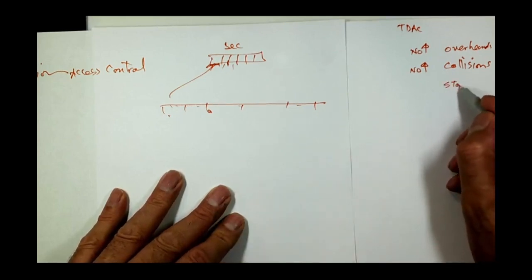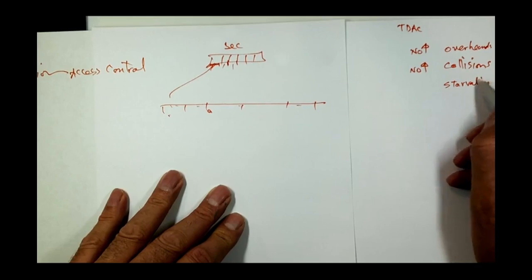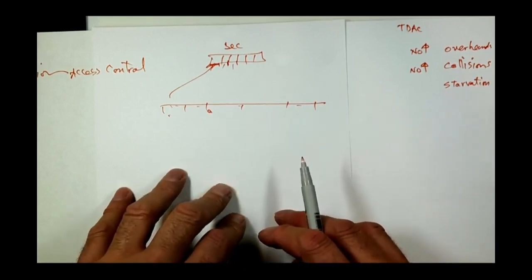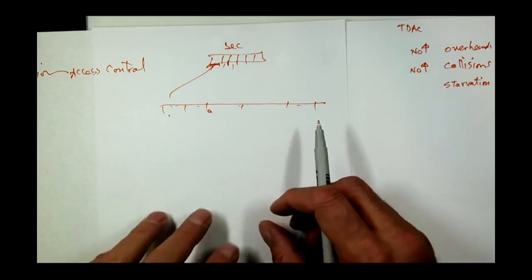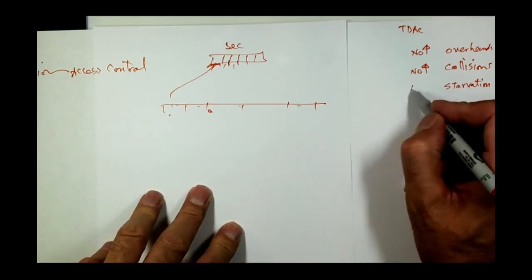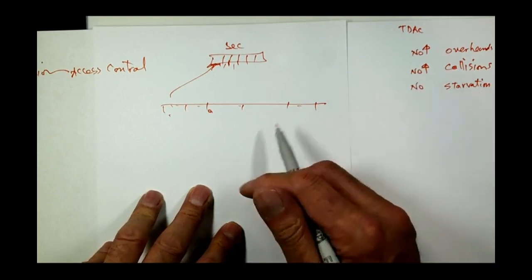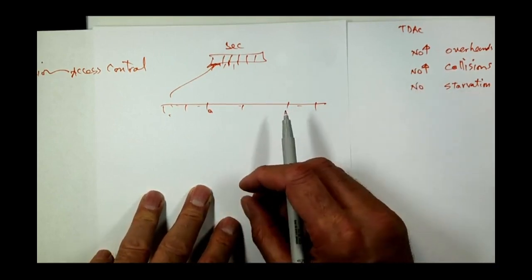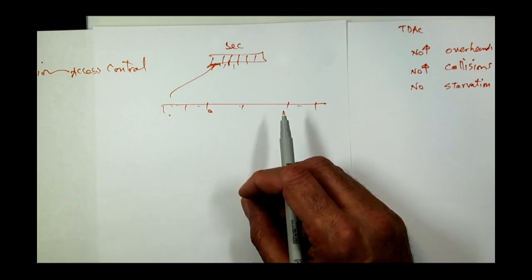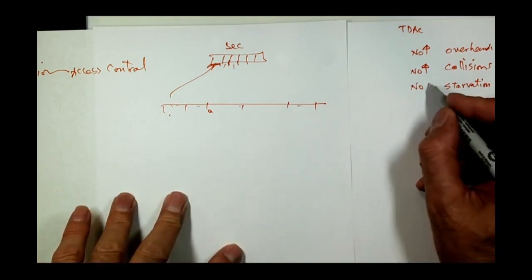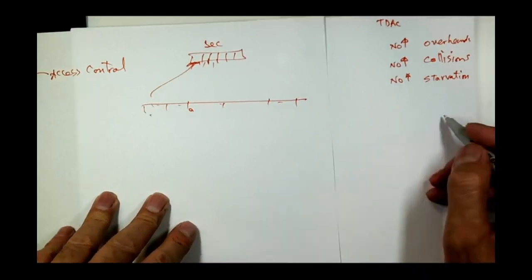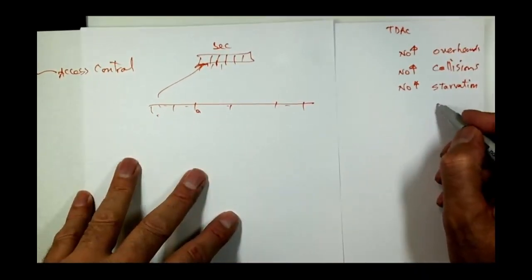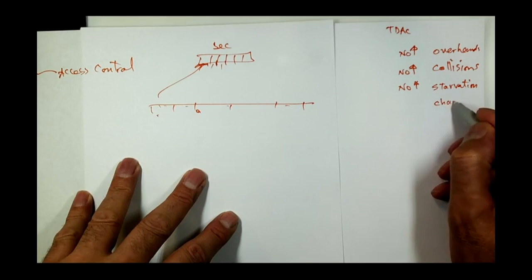There's something called starvation. What's starvation? If a machine doesn't get its turn to transmit for a very, very long time. In this case, we never have starvation. Every machine will get its turn every second, or even less than a second, but everyone. So it looks like it's a good system. What about utilization of channel?